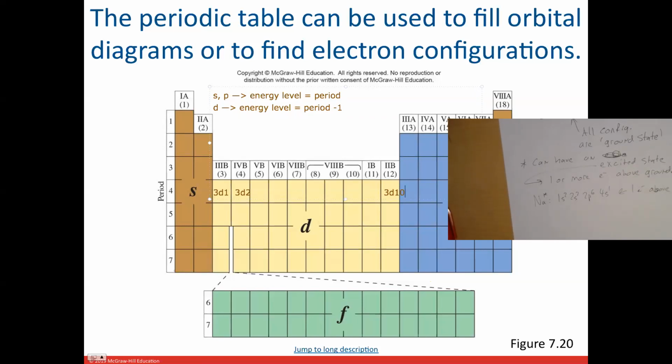Let's continue. What about this one right here? What would that one be? 5d4. Perfect. So the d is the energy level minus 1. Let me go back up to here for a second. The f is minus 2. Minus 2, exactly. That's excellent.